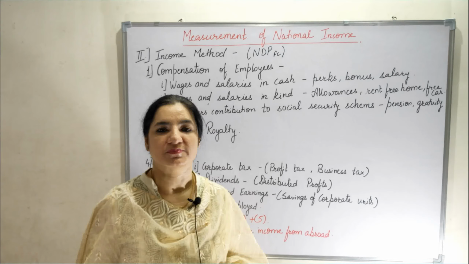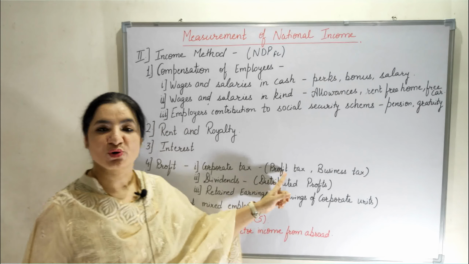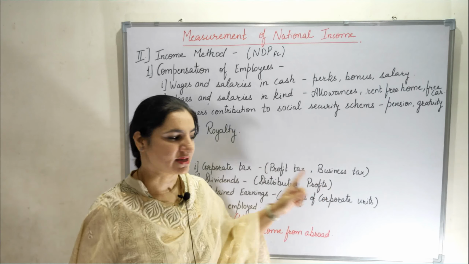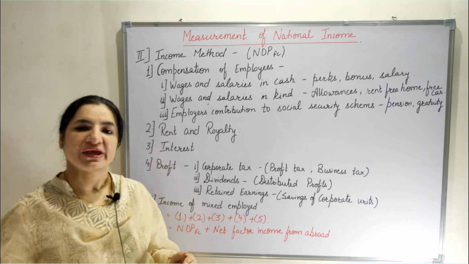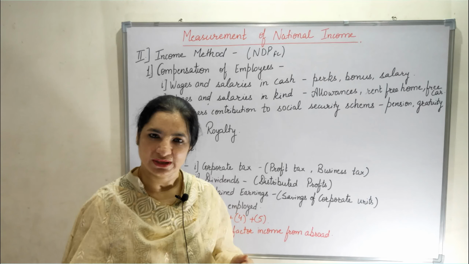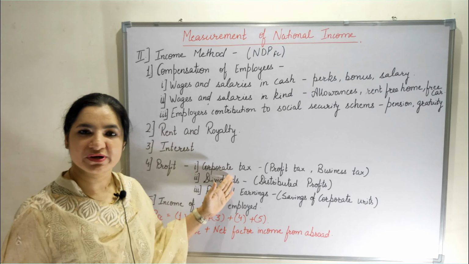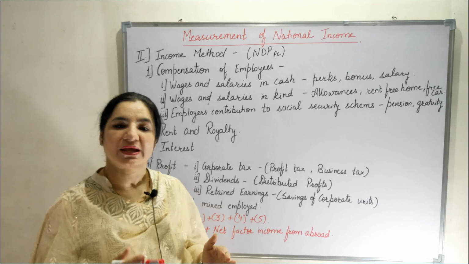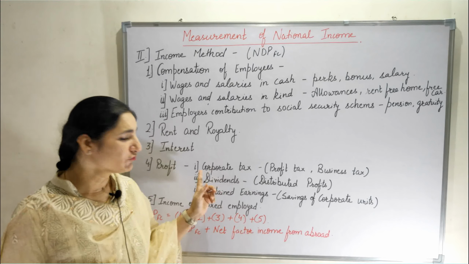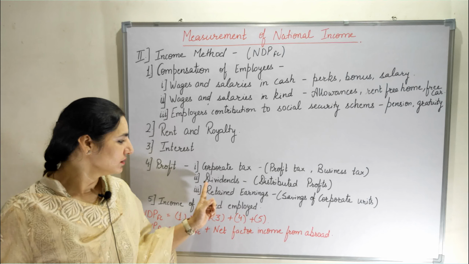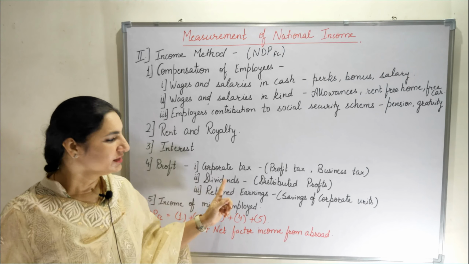It is paid by the firms to the government directly. It is also called profit tax or business tax. The second part of profit is dividend. After paying the taxes from the income generated by the firms, first the corporate tax is paid. After paying the taxes, whatever income is left from the profits is distributed as dividends.